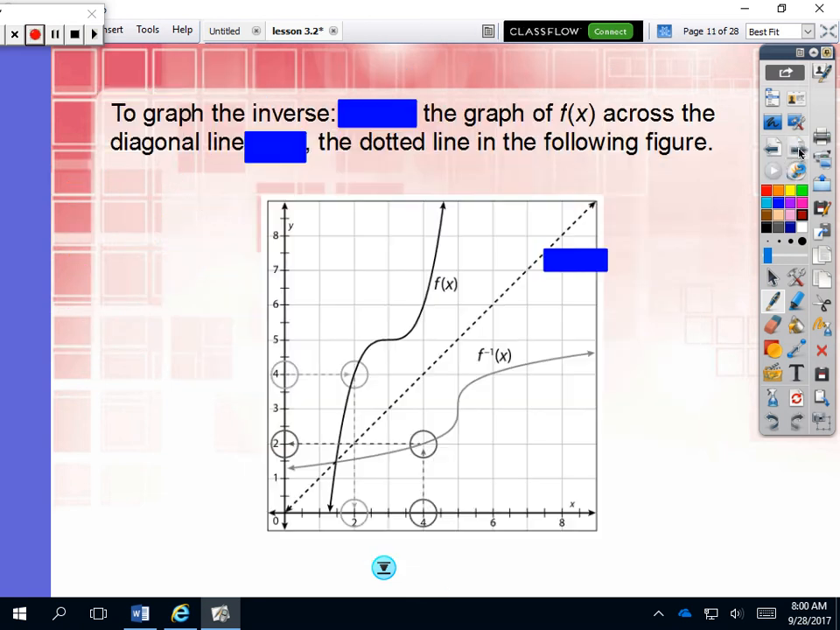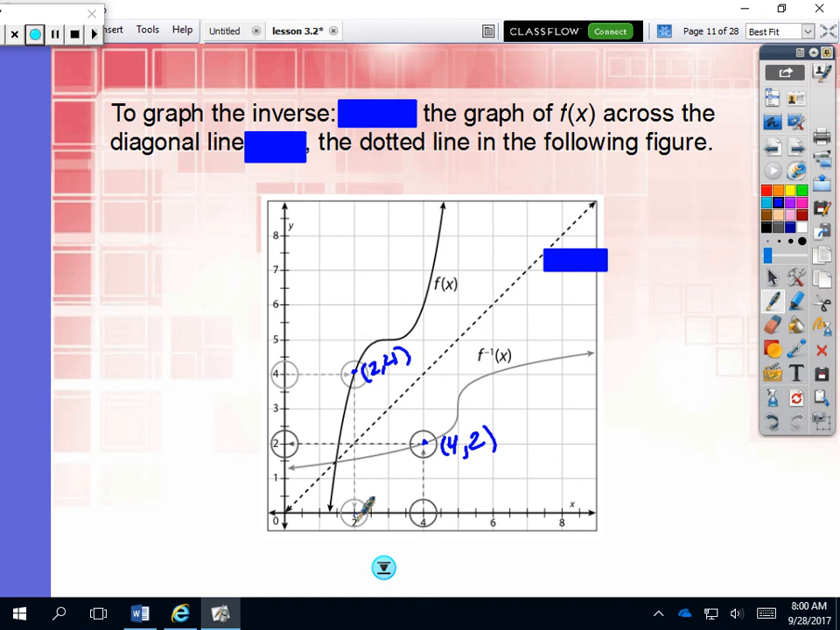So we did that. And to graph an inverse, if you have the graph of the function, you just draw the line y equals x. Find a couple points on the graph. So the coordinates of this point are 2, 4. So I know 4, 2 is on the graph. Okay, so there's one point.